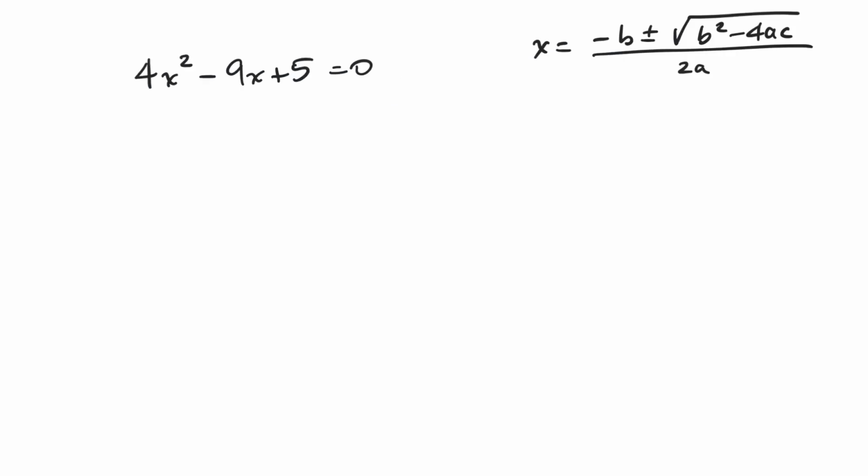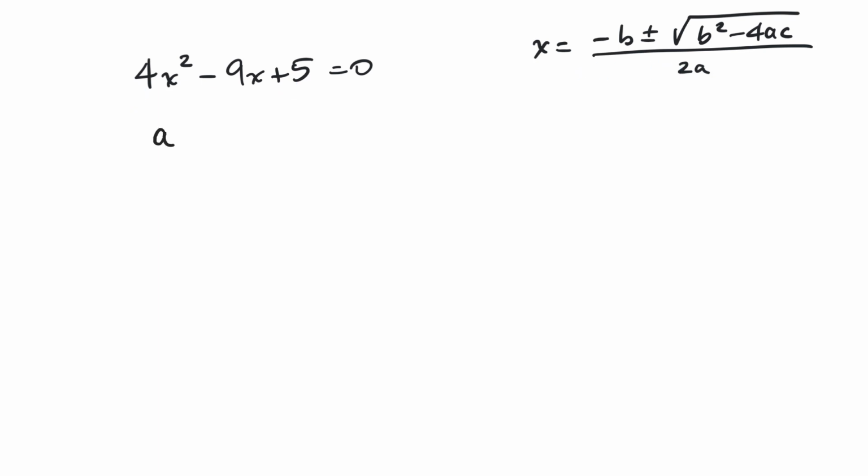Okay, we've got an equation here on the left that we want to solve, and we have our quadratic formula. So this is a. The coefficient in front of the x squared is a. The coefficient in front of the x is b. And the constant is c. So we'll just take those numbers and plug them in over here.